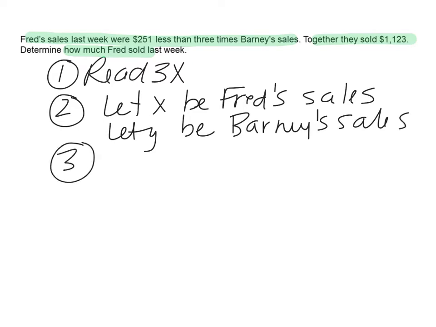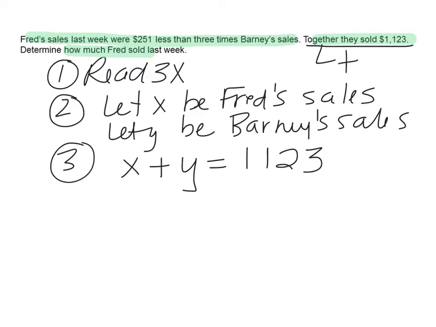Now in this question, I'm going to do the second sentence first. It says together they sold $1,123. So that would mean that Fred's sales plus Barney's sales is equal to 1,123. So together would denote that we're going to add them, and the total is the 1,123.